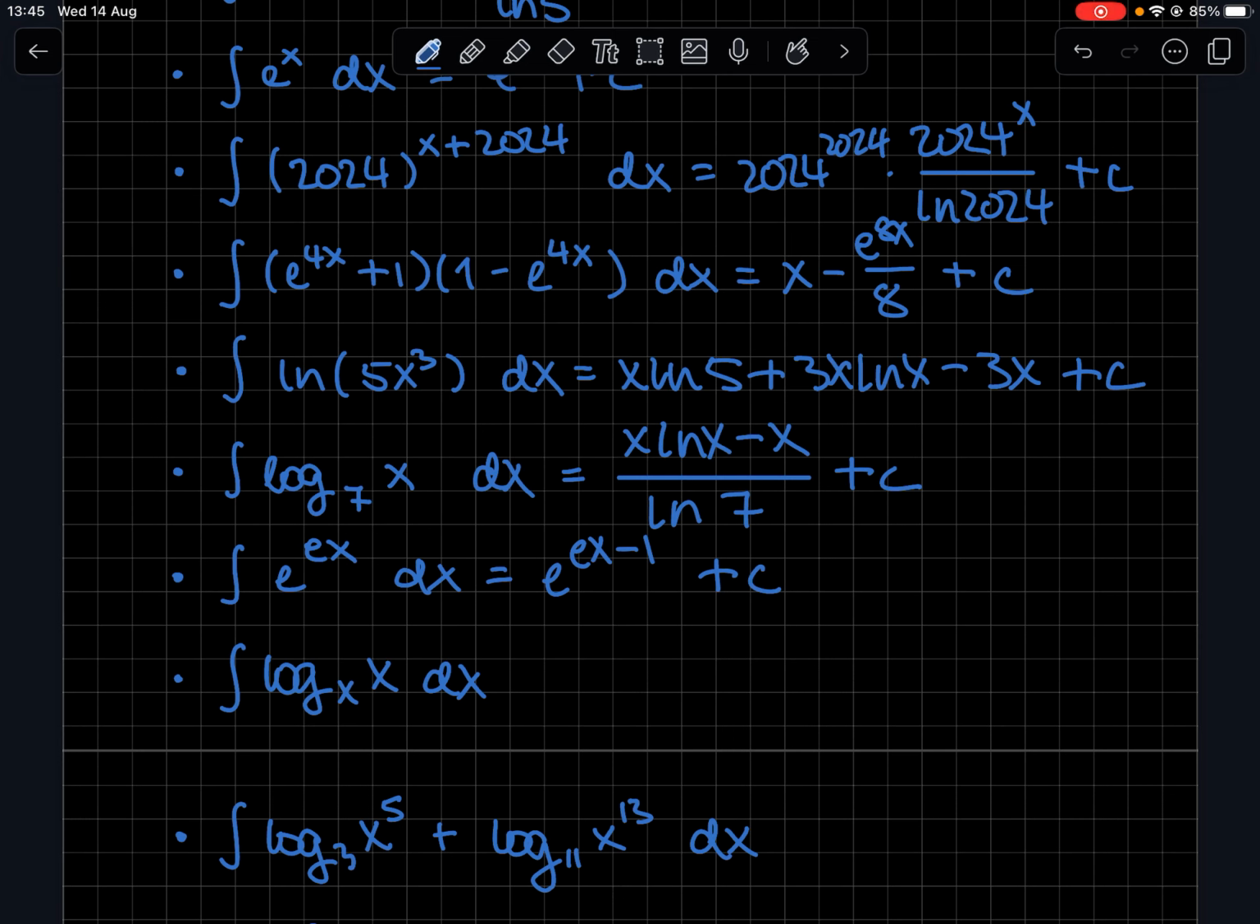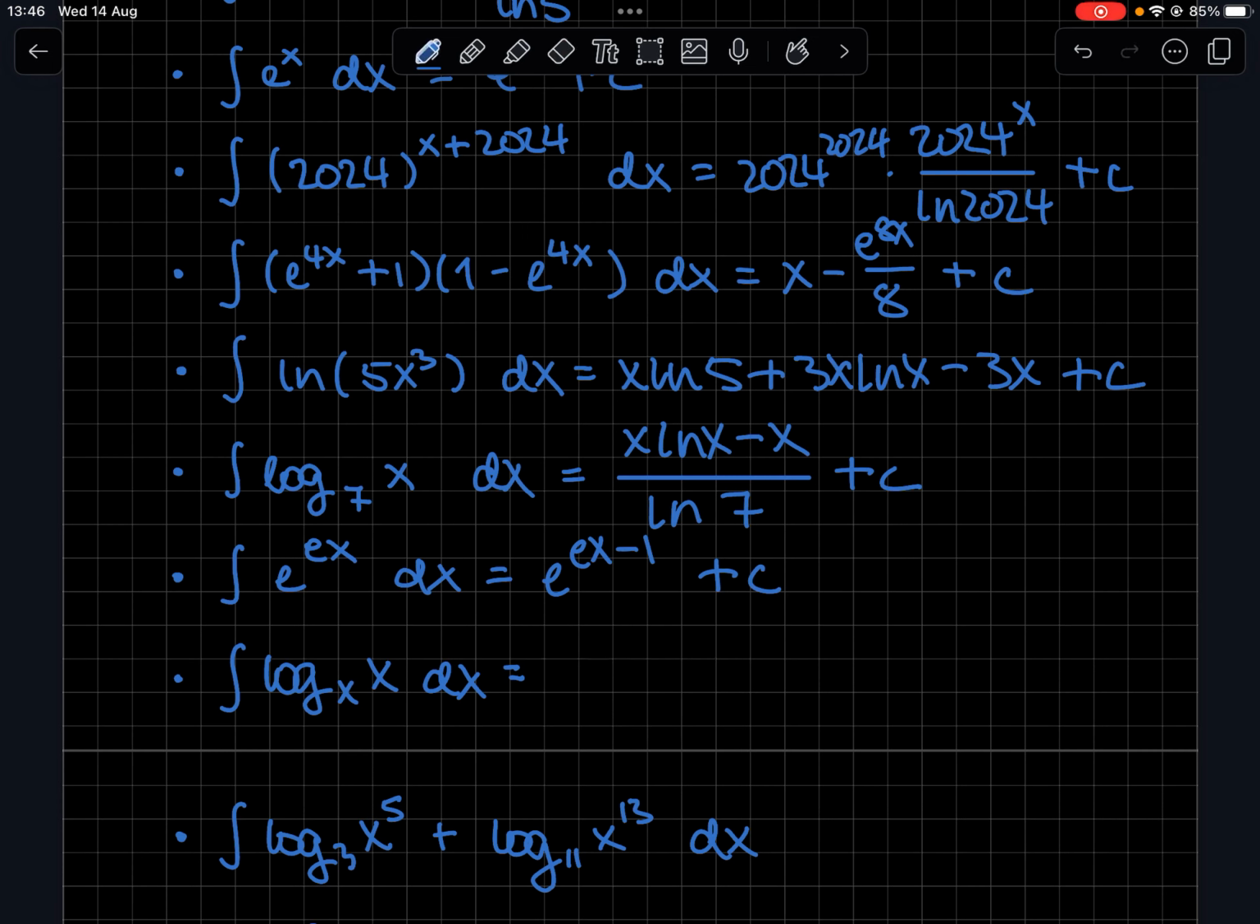Next, we have the integral of the logarithm in base x of x. Let's see. Can we just do the same thing that we did here? Can we say that this is just equal to x ln x minus x divided by the ln of x, since that's the same, we just replace the 7 with an x, since that's our base? No, and I'll show you why.